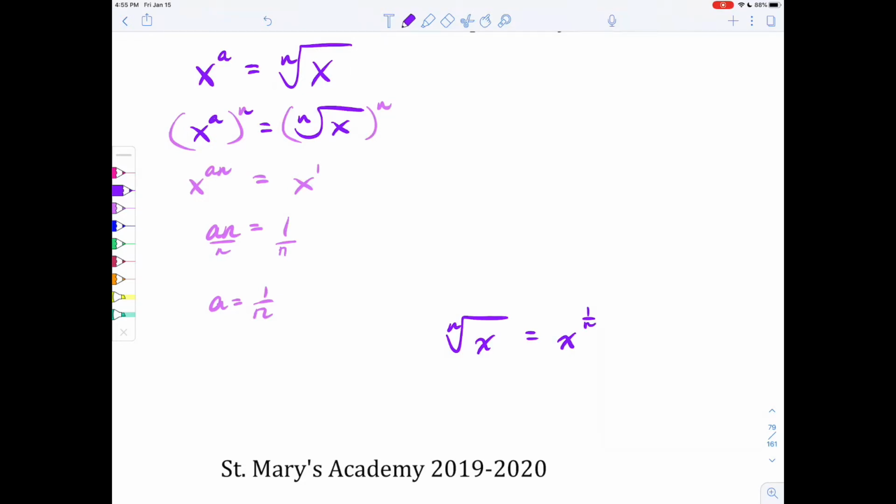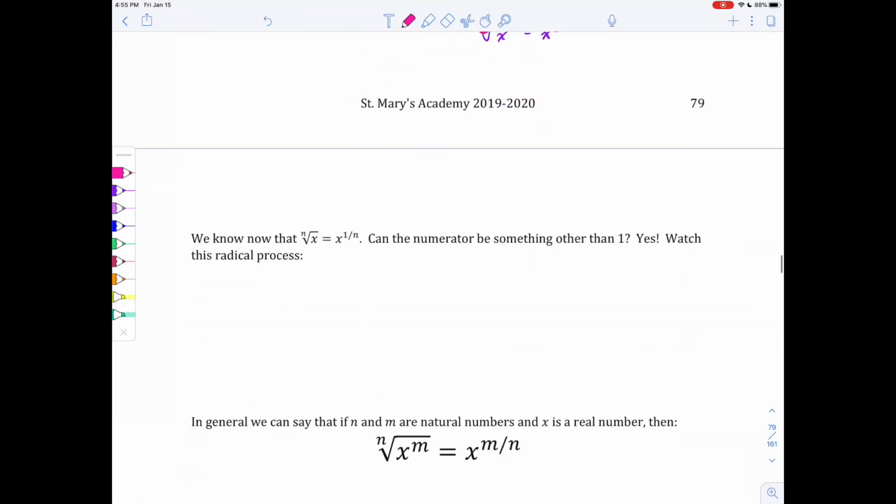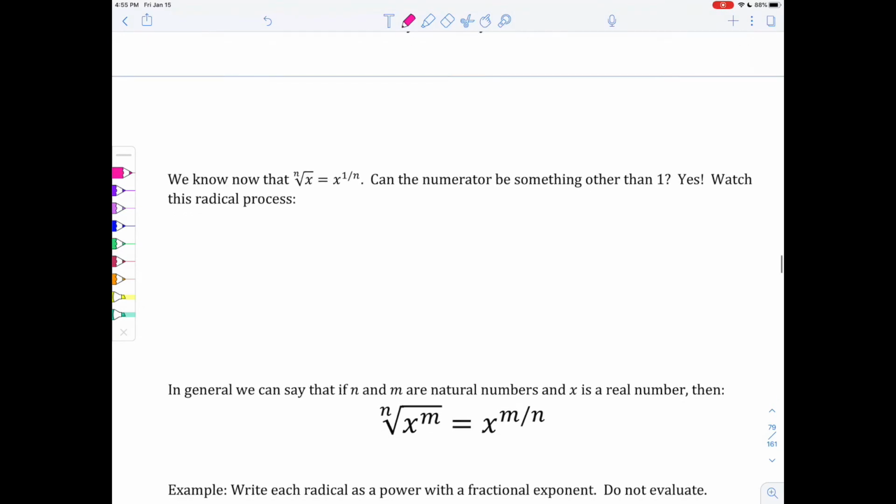Interesting. So what you're saying is every single time we have some sort of radical, to write that instead as some sort of exponent or power, we just take the index and put it in the denominator. That's legit. That is what I'm saying. Whoa. So I wonder, do you think that numerator always has to be 1? I honestly have no idea, but I'm hoping you can tell me. Oh, trust me. I can tell you.